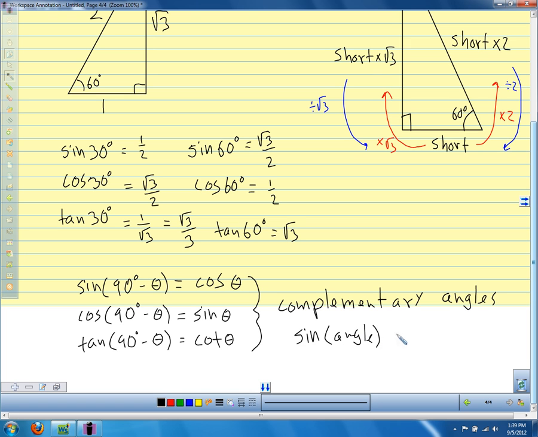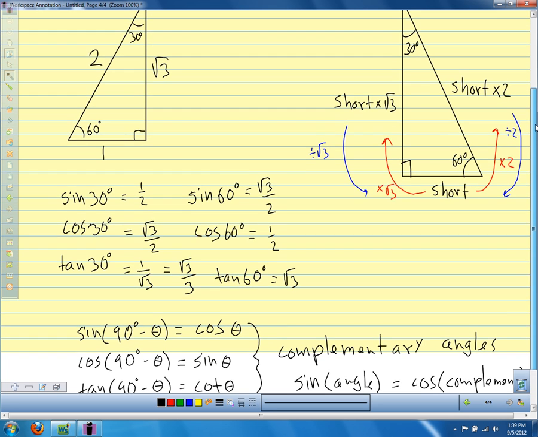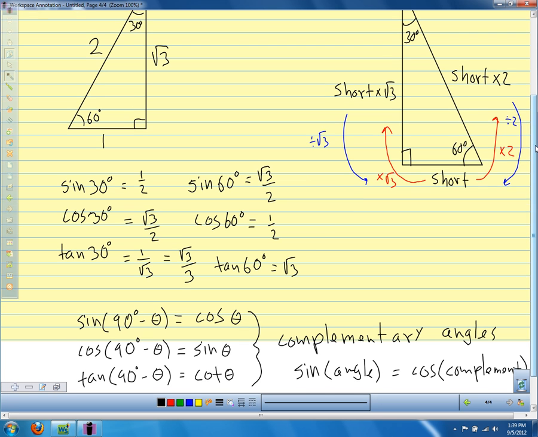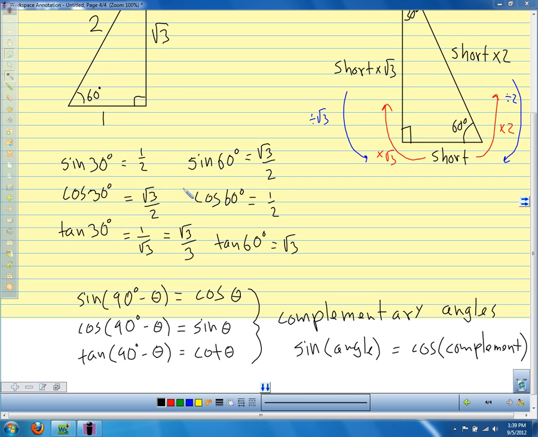So the sine of the angle equals the cosine of the complement. And we can see that with 30, 60, 90. So the relationships with the 45, 45, 90 and 30, 60, 90 triangles show up so often in trigonometry that we should work on memorizing these.